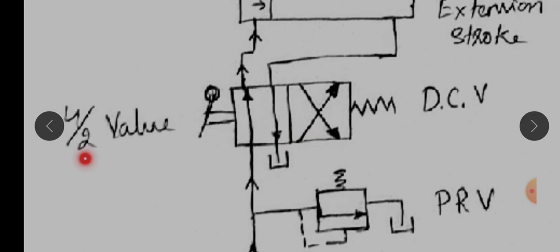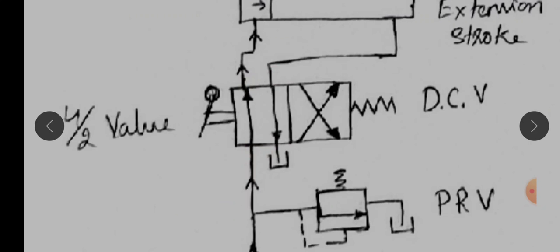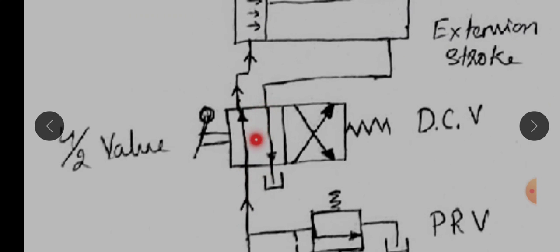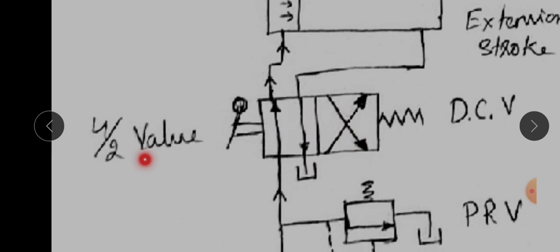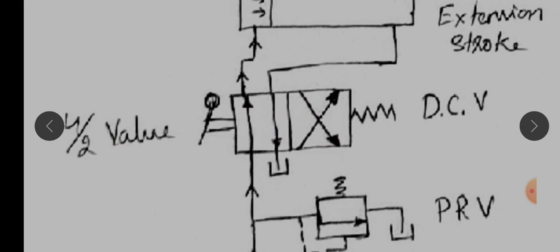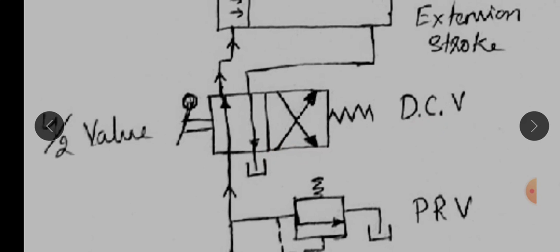This is the direction control valve. It is actually a 4x2 valve. Why do we call it 4x2? There are 4 ports, 1, 2, 3, 4, provided here, and 2 positions, this is the first position and this is the second position. Like that, 4x2 means a 4 port 2 position valve. It is a direction control valve, DCV.